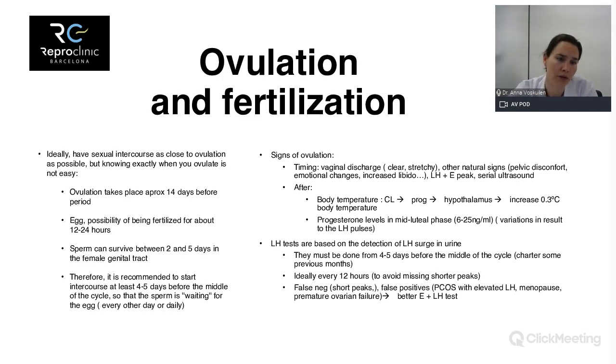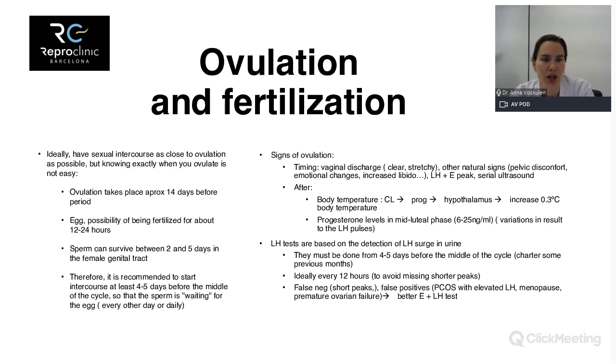So that's why we count from the menses 14 days before, okay? Another important thing to know is that the egg has the possibility of surviving for 12 or 24 hours, okay? And that sperm can survive between 2 and 5 days in the female genital tract. Therefore, it is recommended to start intercourse at least 4 or 5 days before the middle of the cycle, or actually the date in which you think you're going to ovulate approximately, so that the sperm is waiting for the egg, and to have sexual intercourse every other day or even daily.